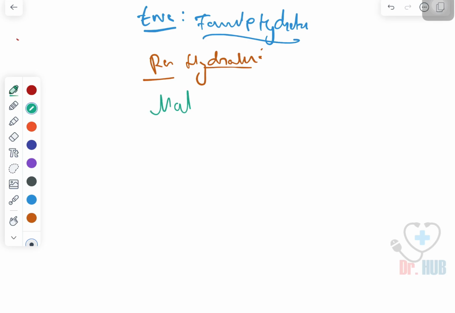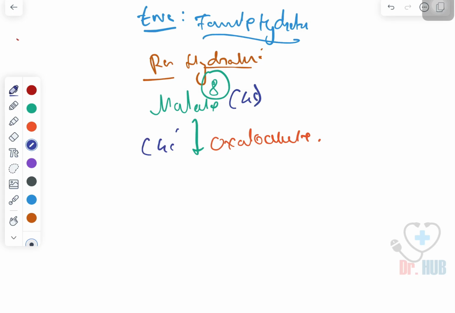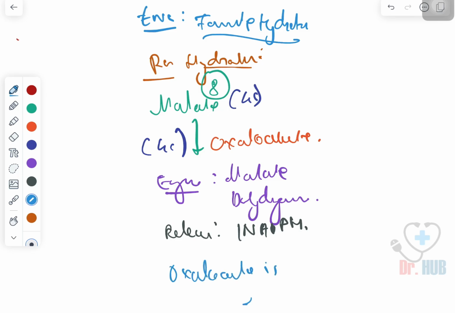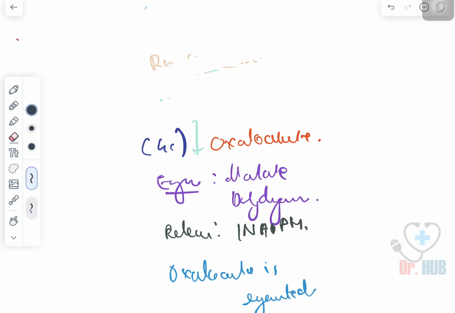Now moving on to the last step, step 8. The malate here is converted to oxaloacetate, and looking at the carbons, malate is a 4 carbon and oxaloacetate is a 4 carbon. What about the enzyme? The enzyme here is malate dehydrogenase. And what does it release? The release is of NADPH, and the oxaloacetate is regenerated.